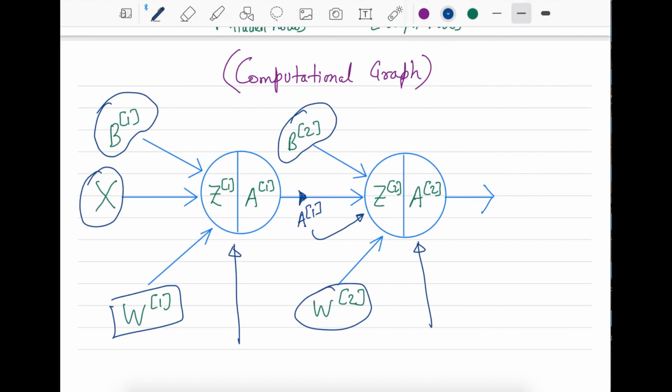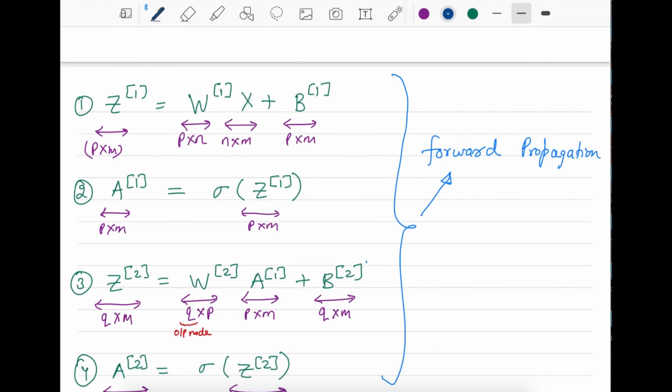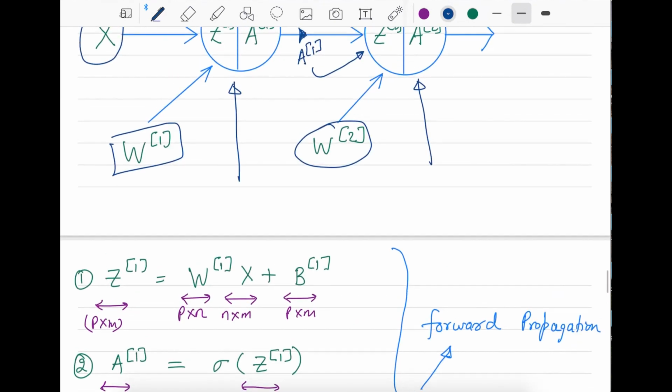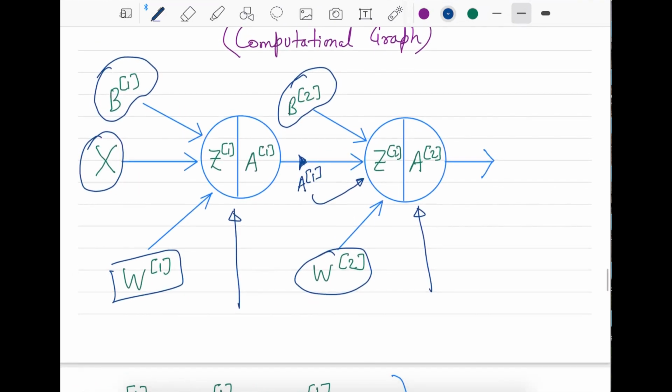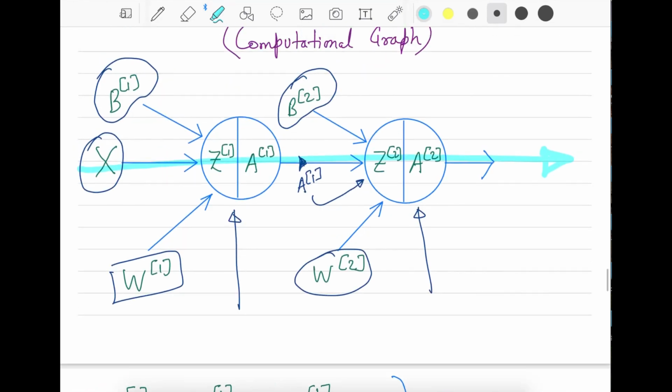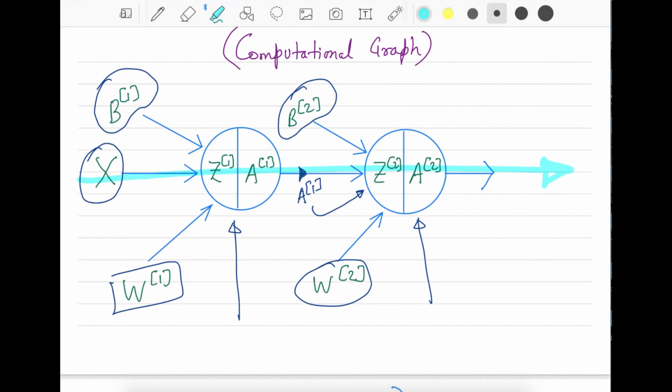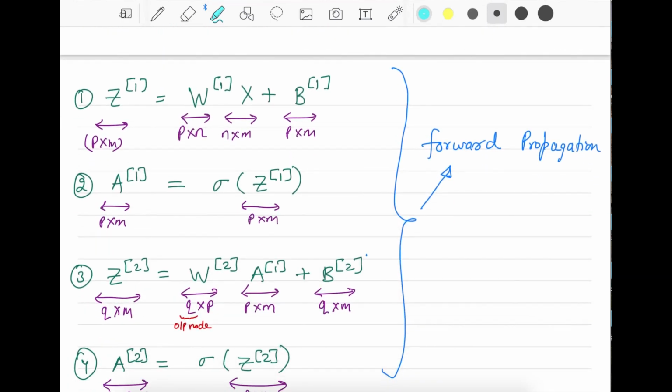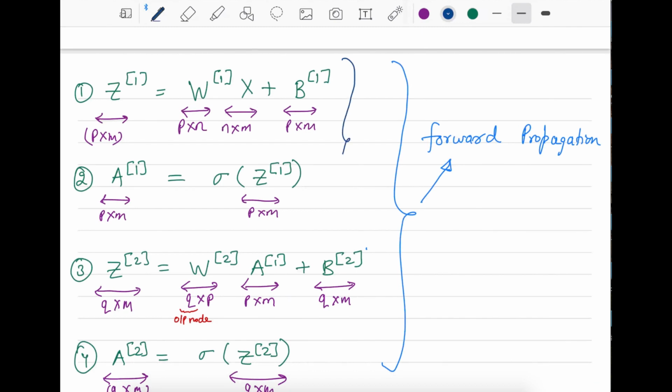Now for this forward propagation, why are we calling it forward propagation? Because the data is flowing from this side to this side. That's why we call it forward propagation. Now we will write the equations governing this computational graph, and it's very easy, as you can see. We have already discussed these.